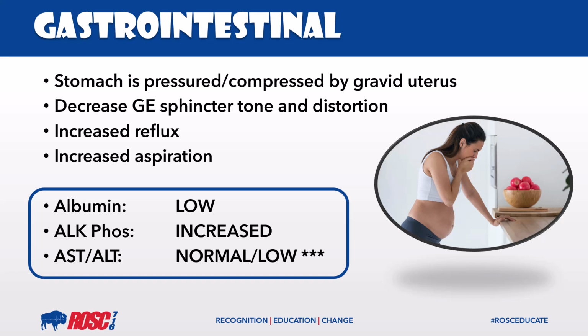Some laboratory values to discuss first would be albumin. So albumin is going to be low in a pregnant woman due to the hemodilution that we previously discussed. Remarkably, an alkaline phosphatase increase is actually a normal finding in a pregnant woman, and this is because the placenta releases additional alkaline phosphatase. And lastly, liver enzymes should be normal, if not low. At any given time, if a pregnant woman has a transaminitis, this is a red flag and it needs to be addressed immediately, and the differential needs to be sought out.